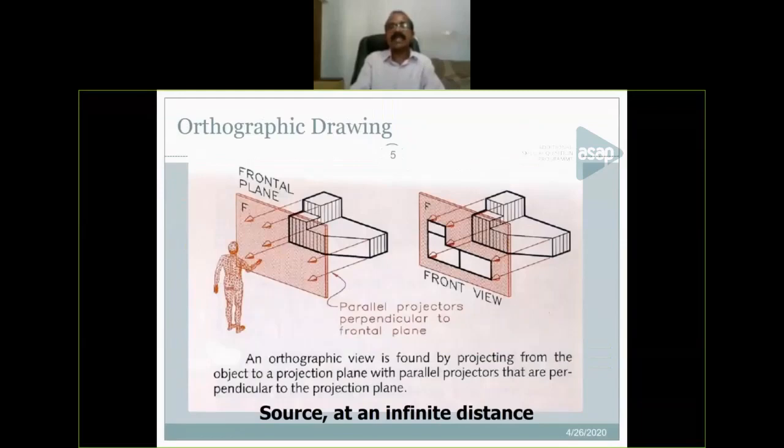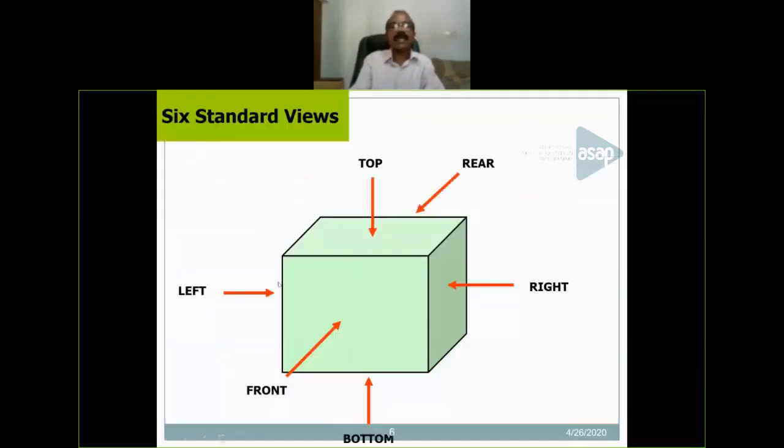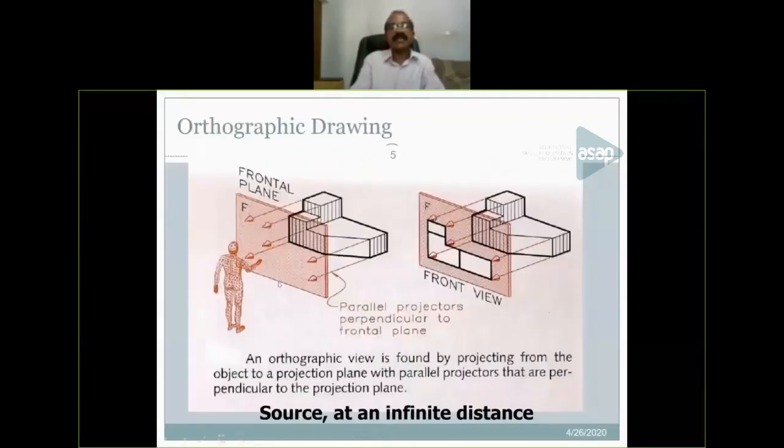Here you can see the object and the frontal plane. Frontal plane means what we call the vertical plane, and the ground or the horizontal plane. This object is placed here, and the elevation or front view of this object you can see in the frontal plane. That view we call the orthographic view. There the source is at an infinite distance. Source means our station point. So that is the case of orthographic projection.